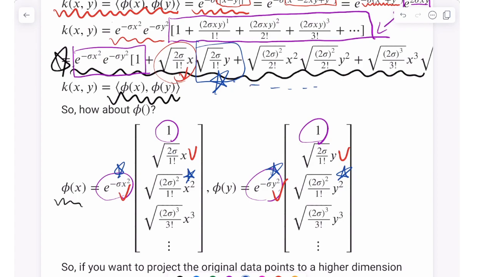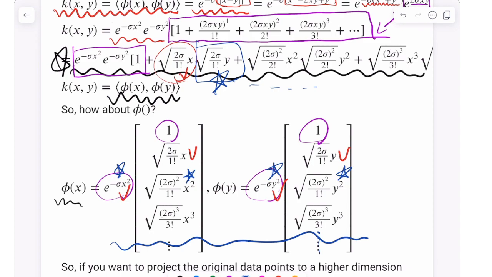Because this Taylor series is symmetric, we can easily find the phi function of x. So phi x and phi y, if they dot product together, the value will be the same as the Taylor series. So that is designed delicately. We just use it, because in this way we can transform our original data, no matter what the dimension is, to almost a very high dimension, because it is an infinite series.